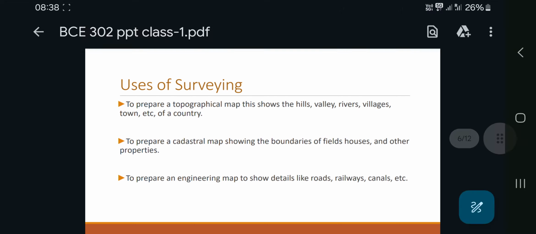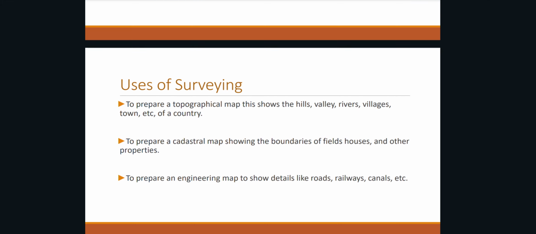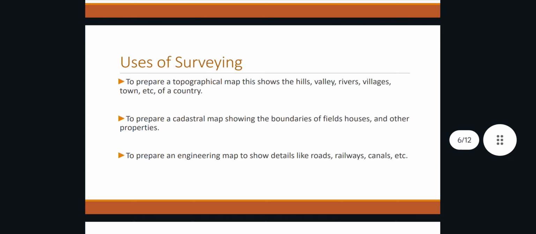Now, uses of surveying. What are the uses? First is to prepare a topographical map which shows hills, valleys, rivers, villages, towns, etc. of a country. Second, to prepare a cadastral map showing the boundaries of houses and properties. And third, to prepare an engineering map with details of a road, railway line, canals, etc.